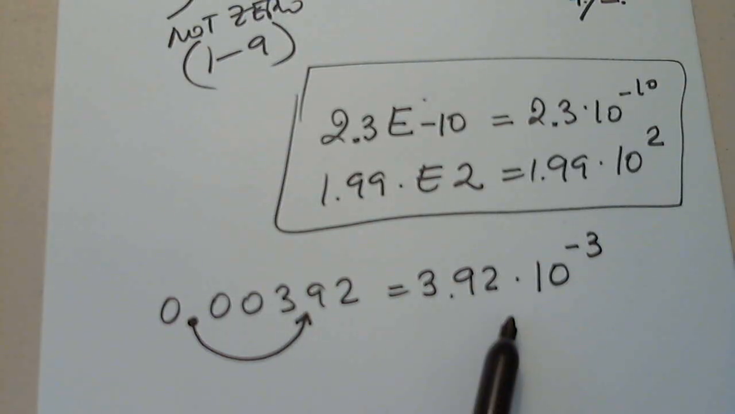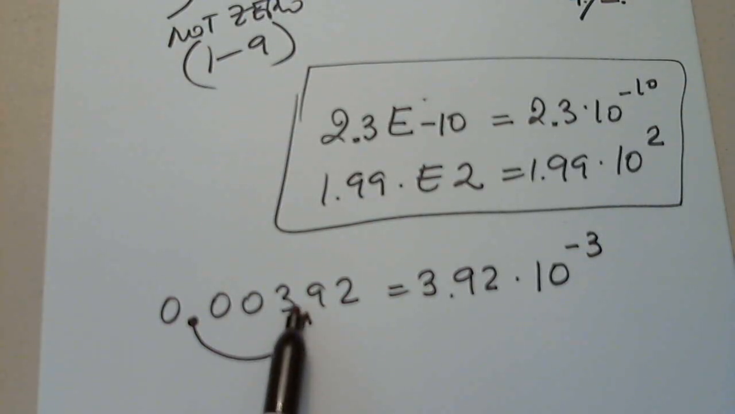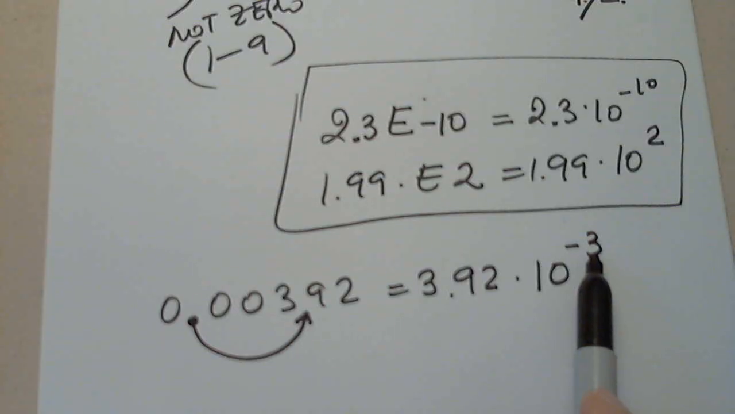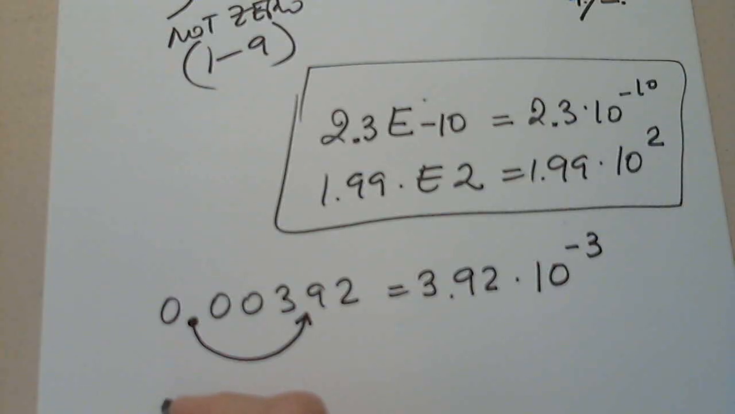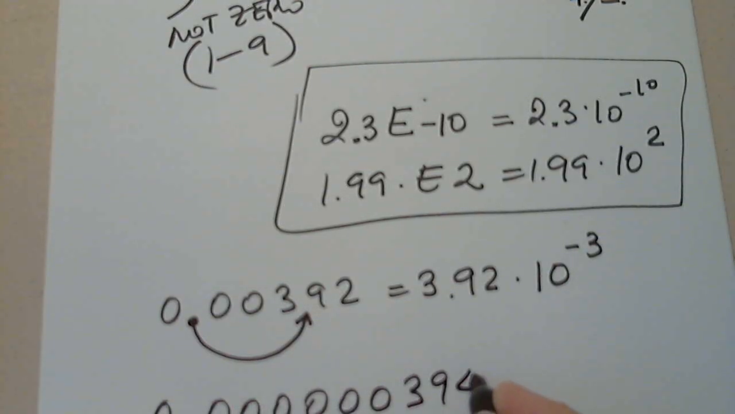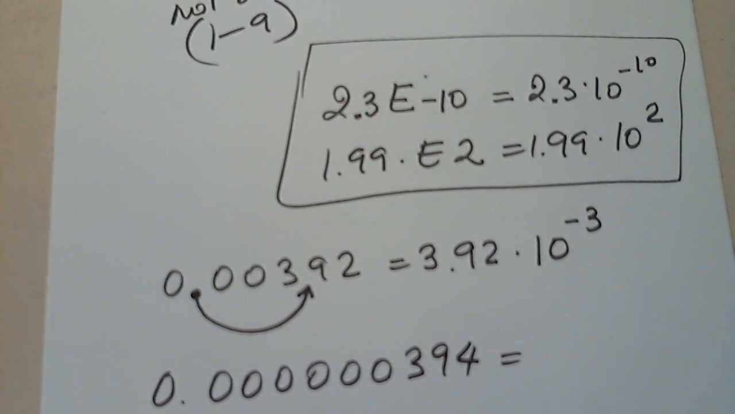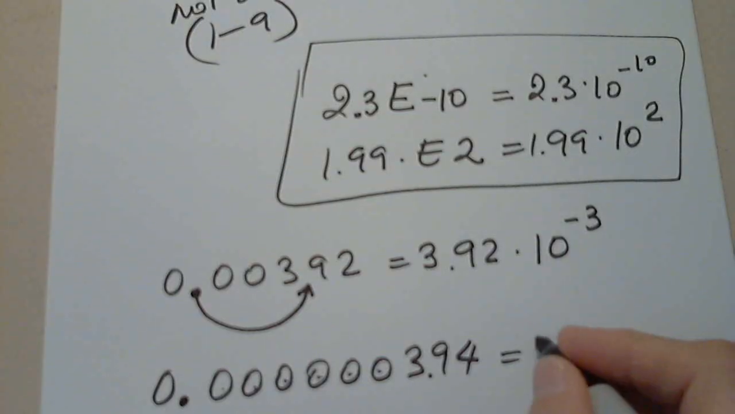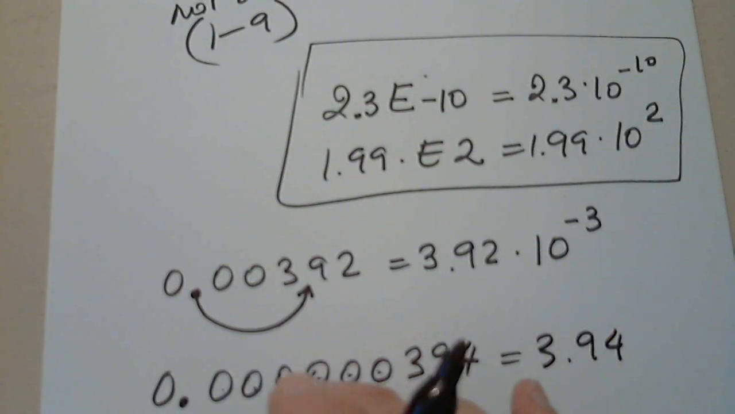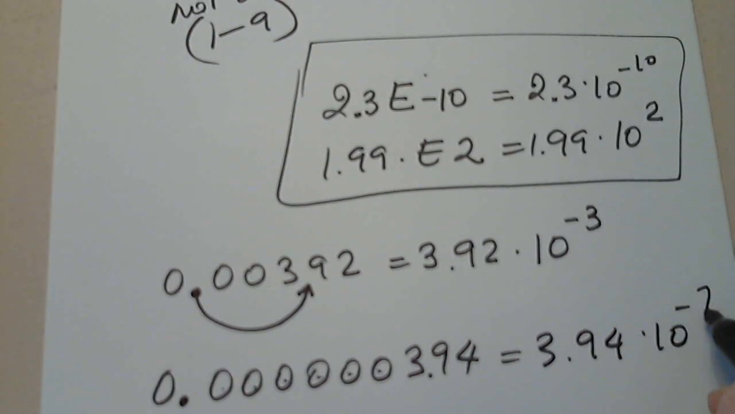So 3.92, I move the 3 spots to the right. That's why this power is negative 3. Another example, 0.000000394. I'm asked to change this into scientific notation. I have to move the decimal point 1, 2, 3, 4, 5, 6, 7. So I have 3.94. Since it's a tiny number, the power of 7 has to be a negative number.